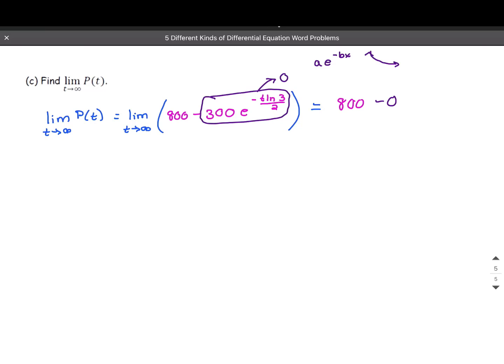So we have 800 minus 0, which means the limit is 800 wolves, which means as time goes on, the wolf population is going to level off to 800 wolves. It's what we call the carrying capacity. It's what the area or the region can support. It's the optimal number of wolves that the area can support. That's what it's going to level off to.